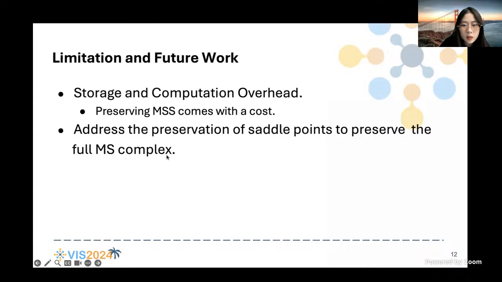And second is that our method can be extended to preserve the full MS complex by addressing the preservation of saddles and the saddle-saddle connectors. And this is also a direction of our future work.